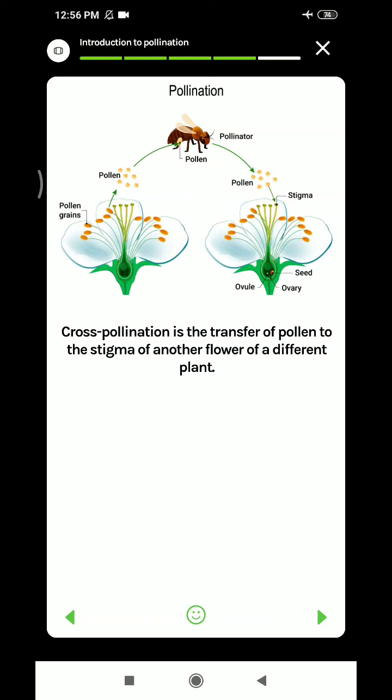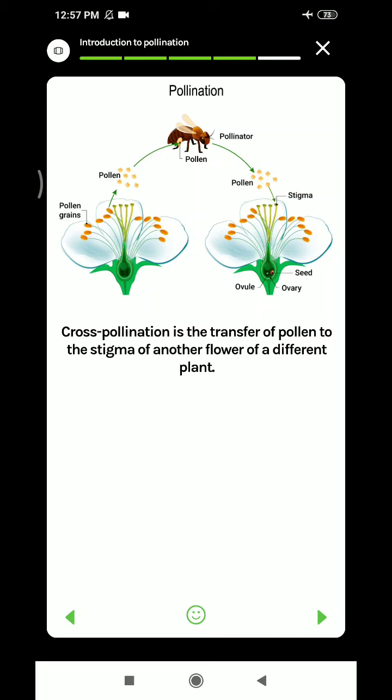You can see different flowers given, and here the agent is an insect. That insect will carry the pollen grains from one flower and sit on the stigma, and the pollen grains which are stuck to that insect will come onto the stigma. After that, the pollination is complete.